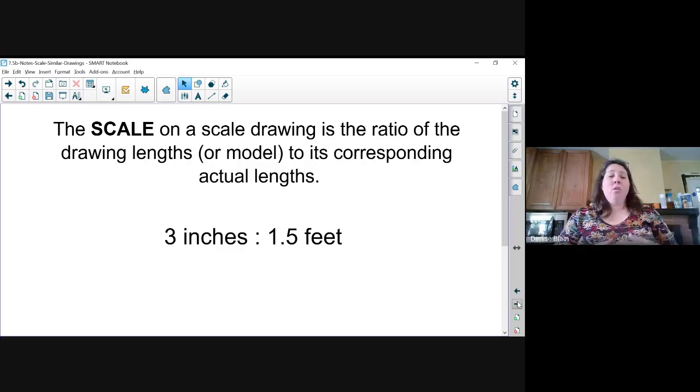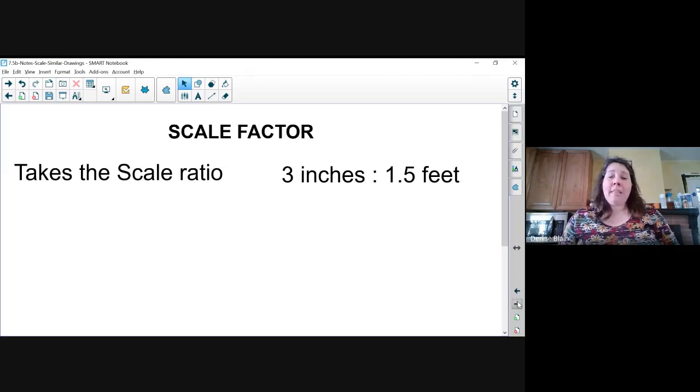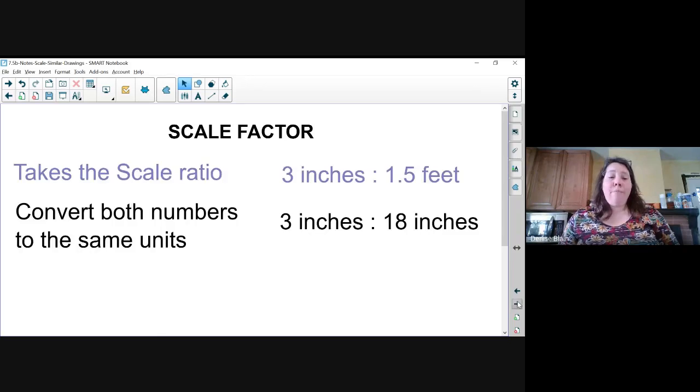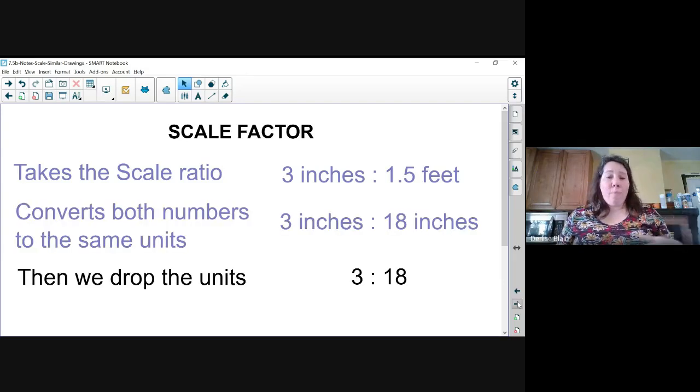you can drive. So in our scale, 3 inches equals 1.5 feet. So your scale, again, is the ratio of the model length to the actual length, and it includes your units. Scale factor takes the scale ratio. We convert both of the numbers to the same units. So our scale had inches and feet. Scale factor, we convert everything to inches. And then we drop our units.